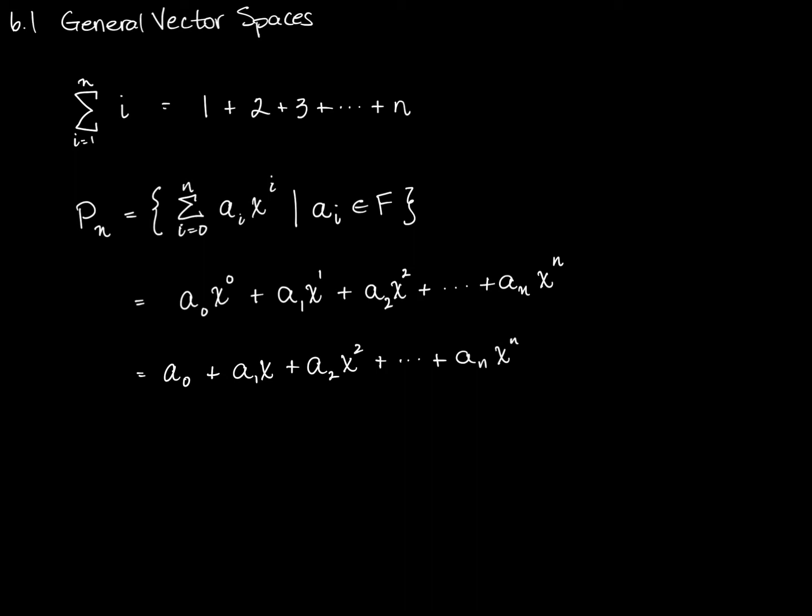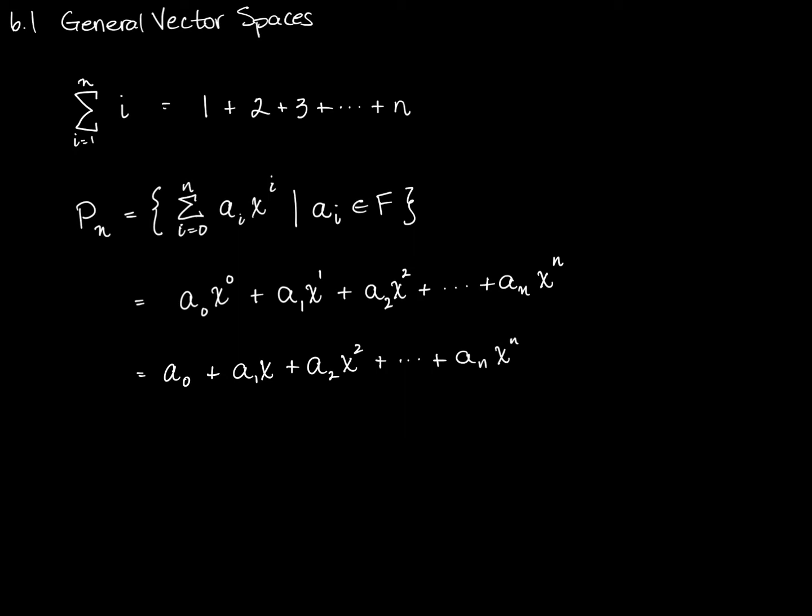Now I've left something out, and that is kind of intentional because I really wanted to focus on what the summation notation meant. But what I've got here, this piece right here, can be represented this way. If I say P sub n is the set of, what I'm saying is that P sub n is a collection of all the polynomials of degree n or less.